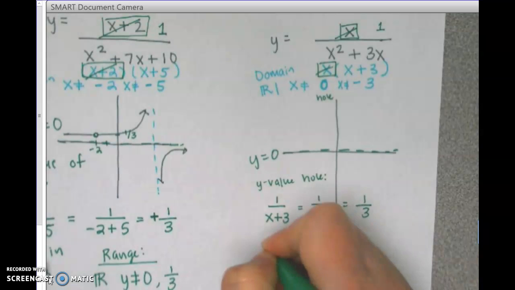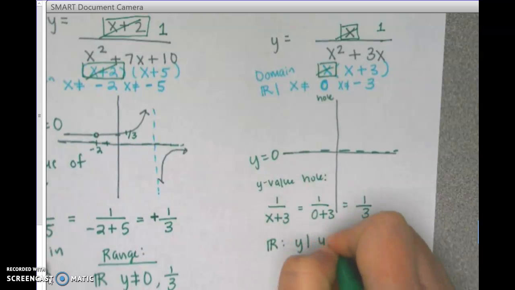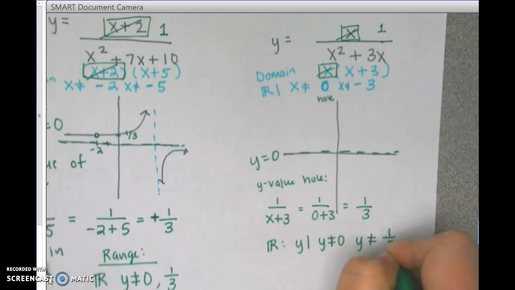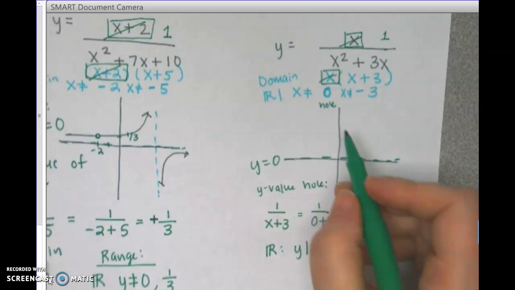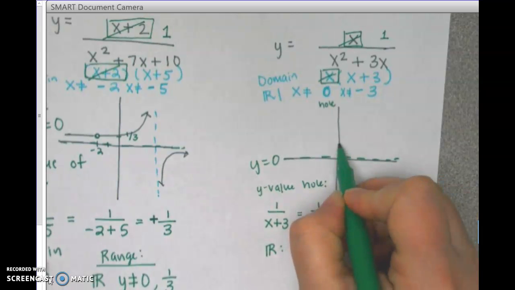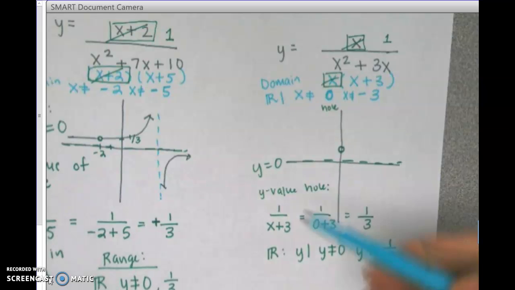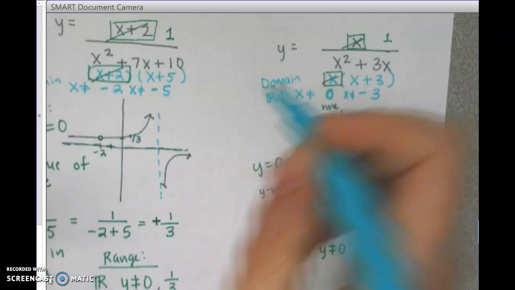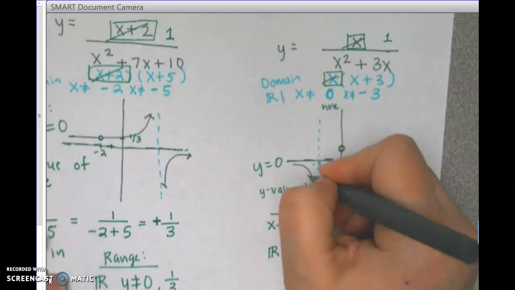So my range is all real numbers, but y is not equal to 0, and y is not equal to 1/3. So I have a hole at 0, 1/3. And I had a vertical asymptote at -3. And so my graph probably looks like this.